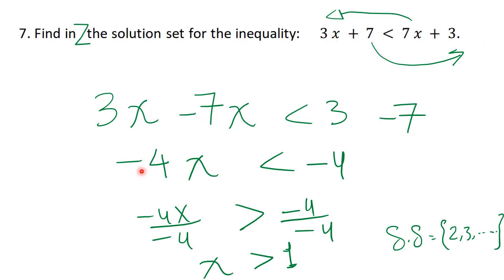3x minus 7x equals negative 4x, less than 3 minus 7 equals negative 4. And be careful here, we said before that when we divide by a negative, we have to change the direction of the inequality. So here, rather than less than, it will be greater than. So negative 4 divided by negative 4 equals 1x, so we write x, and negative 4 divided by negative 4 equals 1. So the inequality should be x greater than 1. X greater than 1 means the numbers that are greater than 1 in Z, which are 2, 3, 4, 5, and so on. Thank you so much.